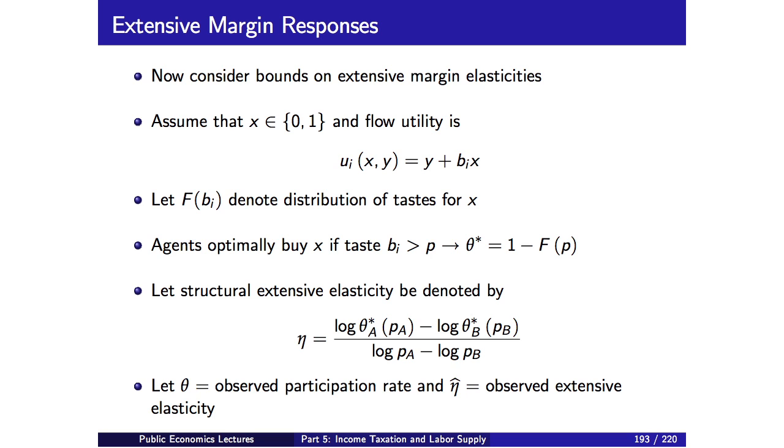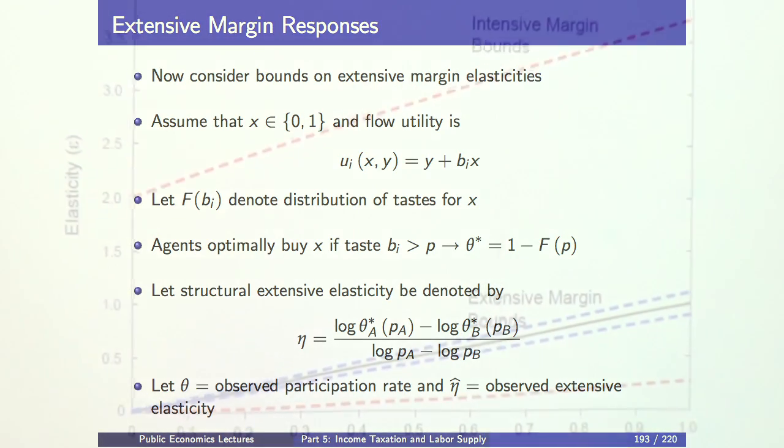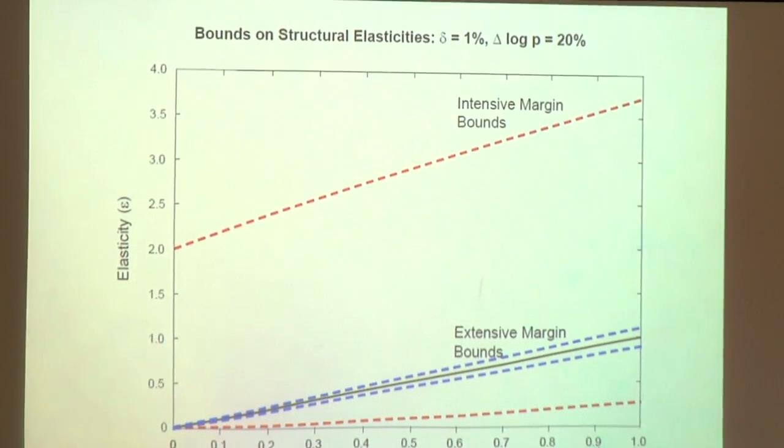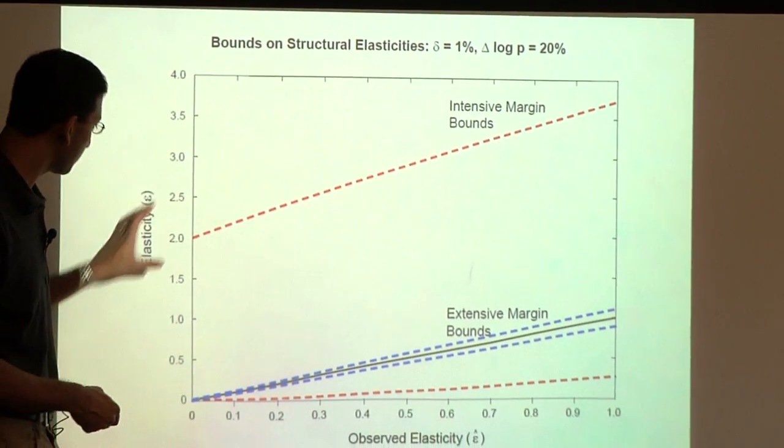So now the exercise is going to be in parallel to the previous one. You give me an estimate of eta hat, you tell me a delta. I want to bound eta, the structural extensive margin elasticity. And here's the key property of the extensive margin bounds. So this diagram shows you what the bounds look like.